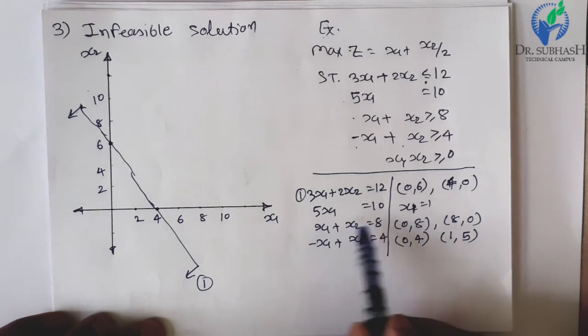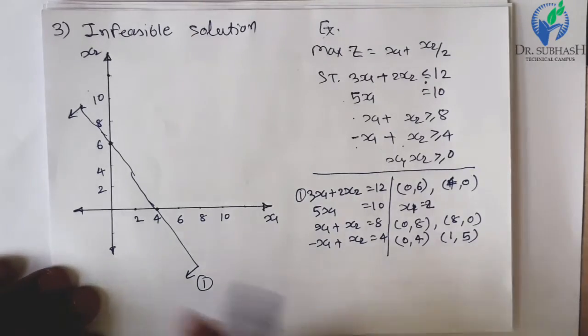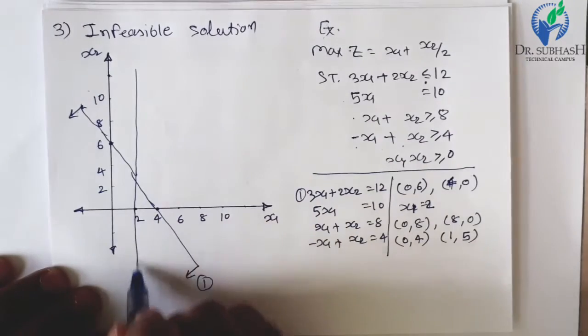Constraint number 2 is 5x1 equal to 10. So x1 equal to 2. For this value we get the line in this manner.